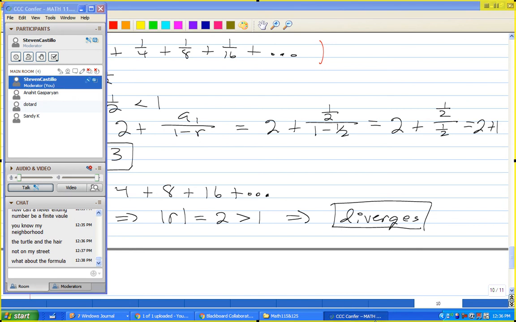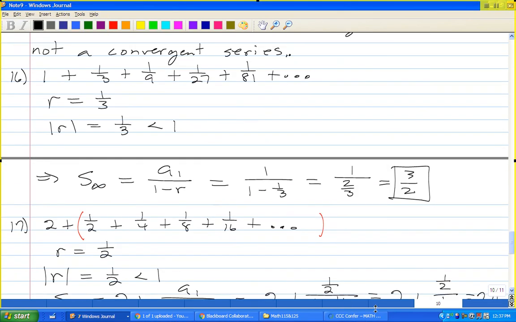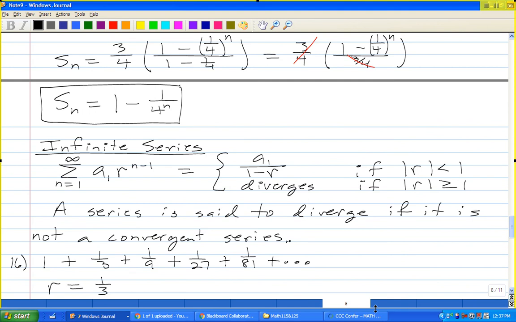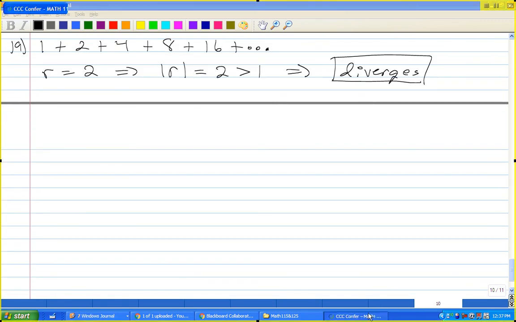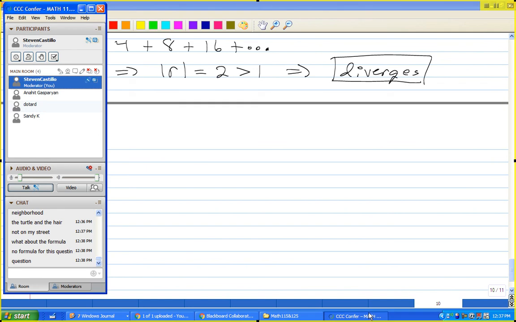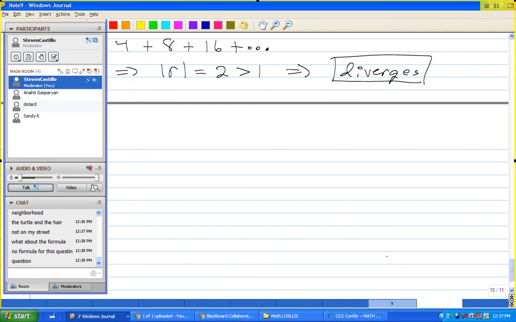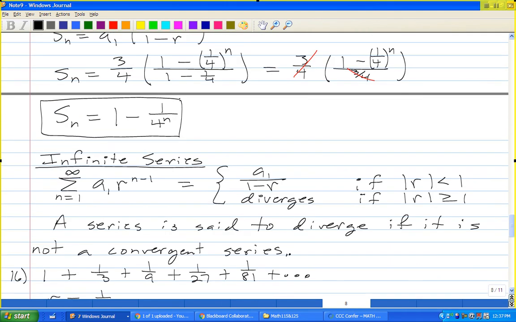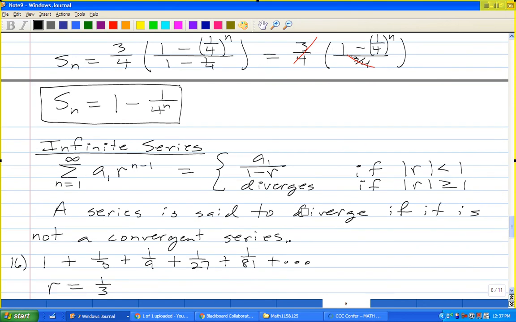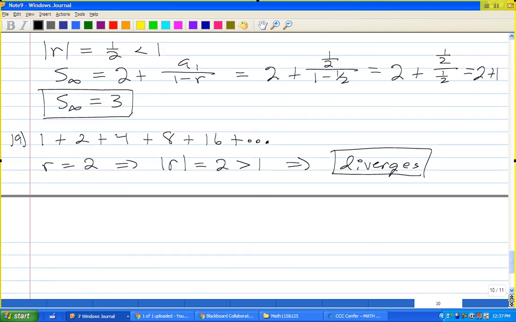What is the formula? Right there, it says if the common ratio is bigger than 1, then we say the series diverges. So that's what it is, diverges. The formula says it diverges. And that is a sufficient answer to the question. It's a divergent answer.